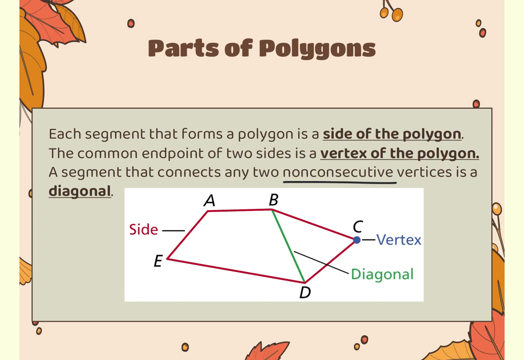So in this diagram, the vertices would be A, B, C, D, and E. The sides would be AE, AB, BC, CD, and DA. And the diagonals could be something like BD. It could be BE, because those would be non-consecutive. A can go to D, A can go to C. Those would be non-consecutive. And then C can go to E and C... oh, we already did C to A. Those would be all of your diagonals.